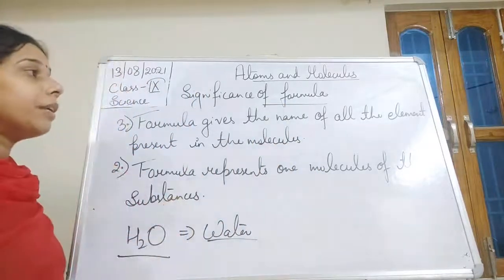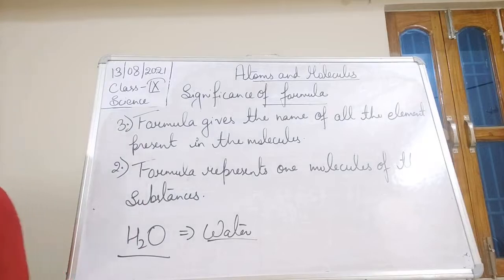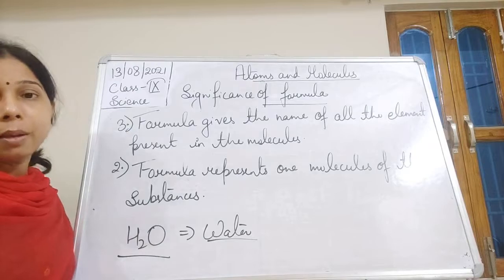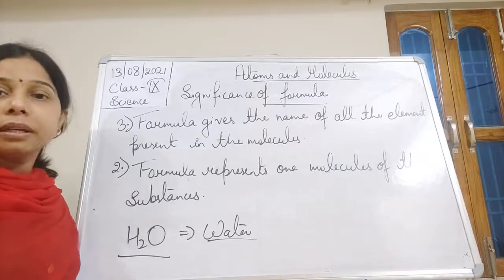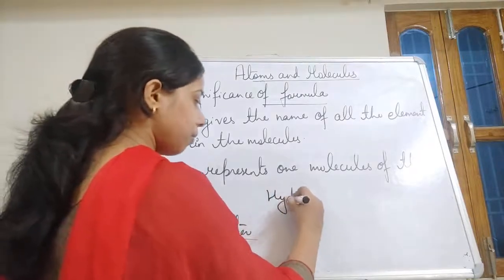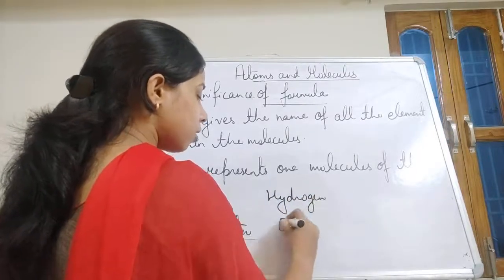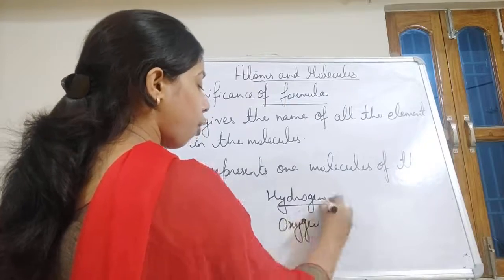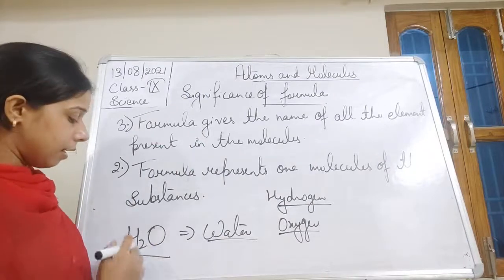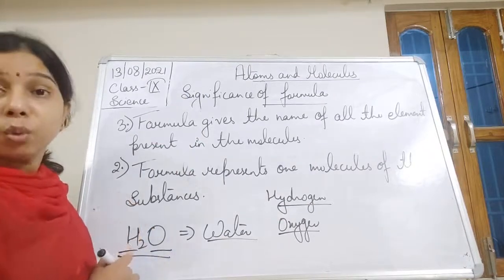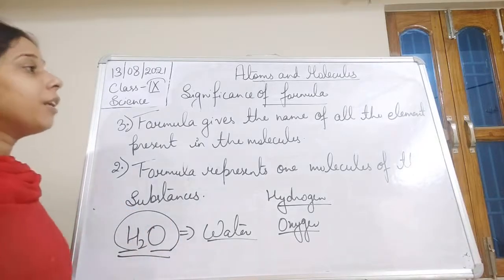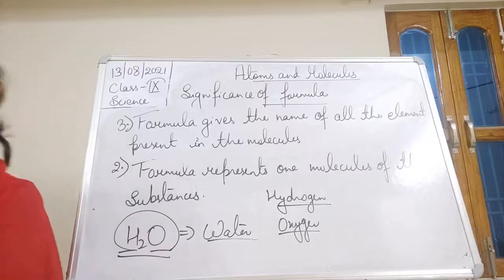So formula generally tells the name of all the elements which are present in the molecule. Look at this one, student. This is water. So with the help of the formula, you can say how many different elements are present in the water. Hydrogen is present here and oxygen is there. Hydrogen as well as oxygen both are present here. So we can say here that the formula represents the different types of elements present in the molecule.